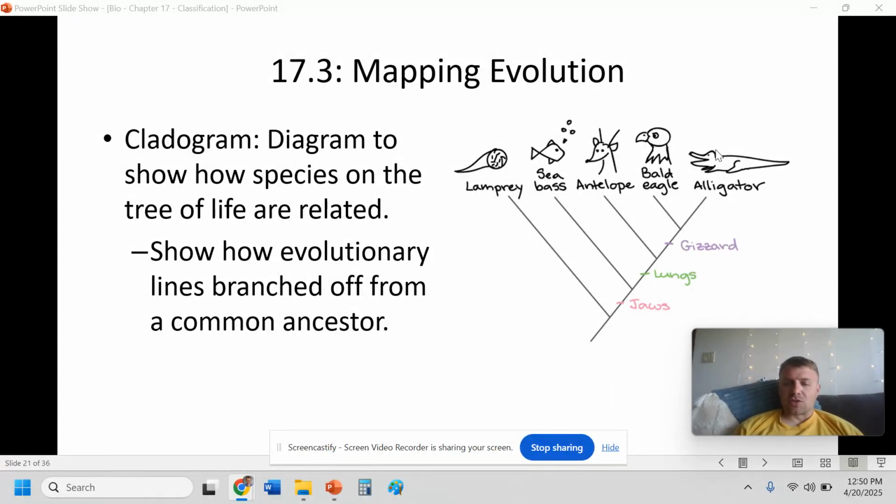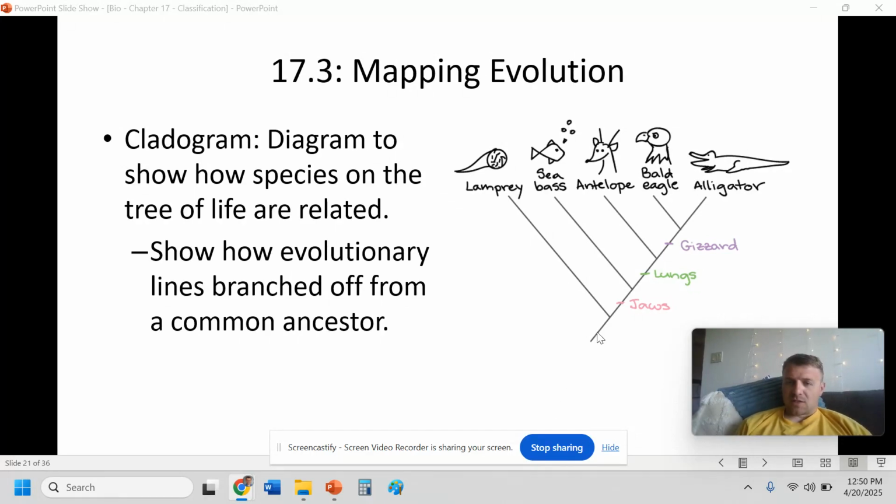All right, we're going to get into the third section here, which is going to be about mapping out evolution. We're going to start building things called cladograms. Now, cladograms are diagrams that basically show how life on Earth is related. So this on the right-hand side is a cladogram. You can see what we have here on the top are species, and then we show what evolves along the way.